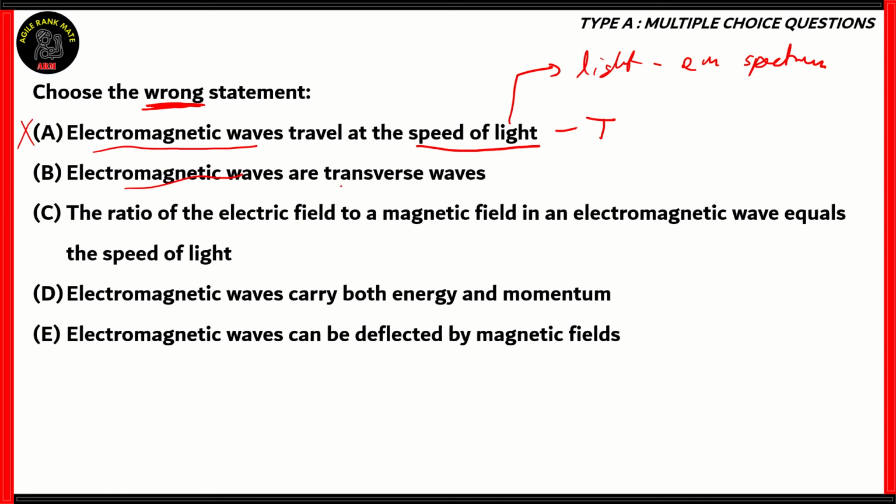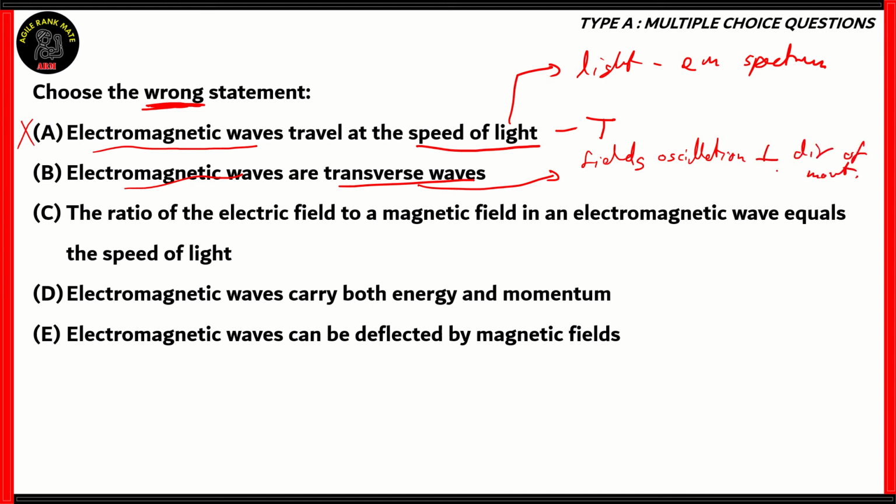Option B, electromagnetic waves are transverse waves. Now, what does transverse mean? It means that the electric and magnetic field oscillation is perpendicular to the direction of movement.